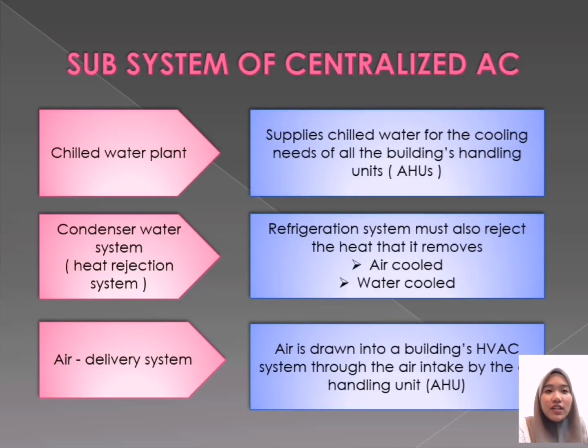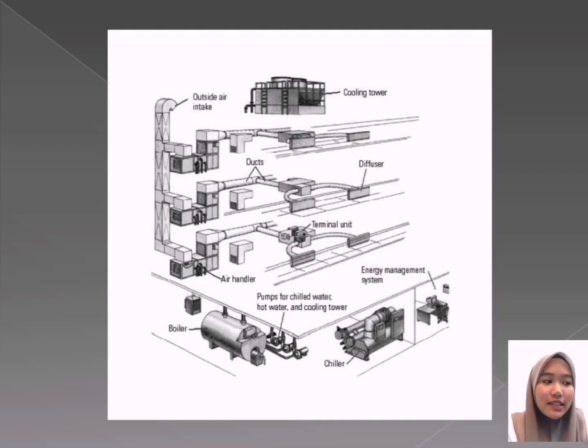Such a system of centralized air conditioning has a chilled water plant, which supplies chilled water for the cooling needs of all the air handling units, AHU. The condenser water system, or heat rejection system: the refrigeration system must also reject the heat that it removes, air cooled and water cooled. The air delivery system: air is drawn into a building HVAC system through the air intake by the air handling unit, AHU. Okay, this is an example of chilled water central air conditioning plants.